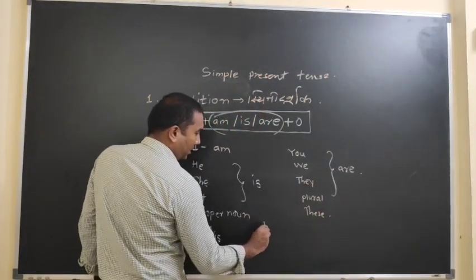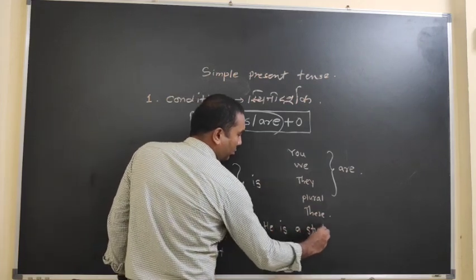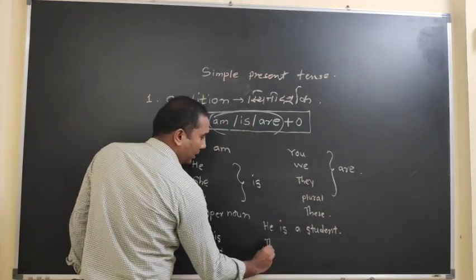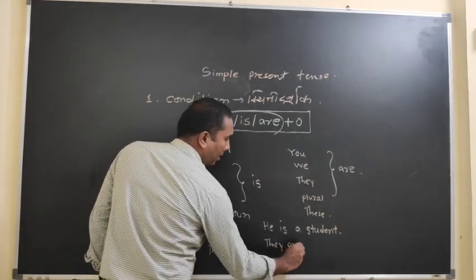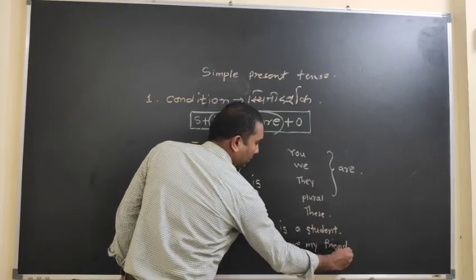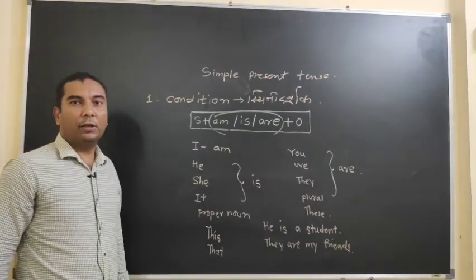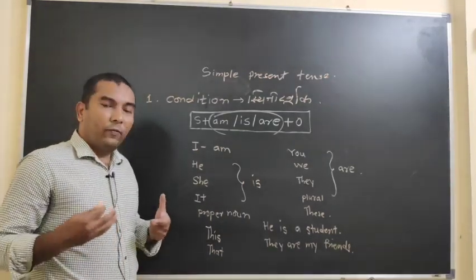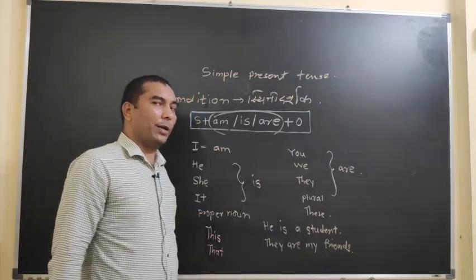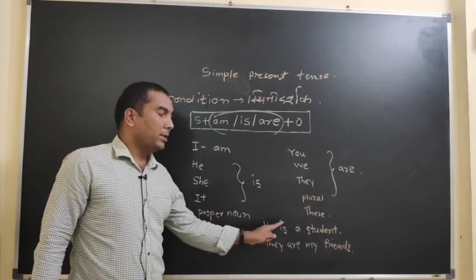One is, he is a student, and they are my friends. My pronunciation is somewhat Indian pronunciation, so that feels somewhat different, but what is important, theoretical knowledge as far as grammar is very important. Example first, he is a student.